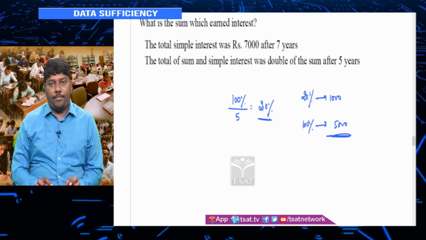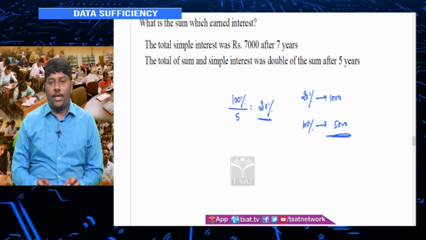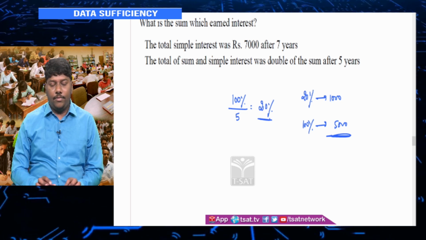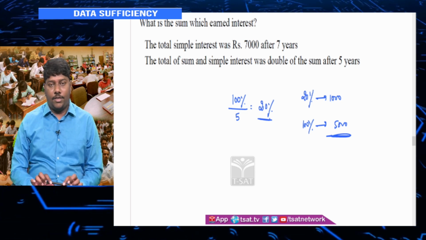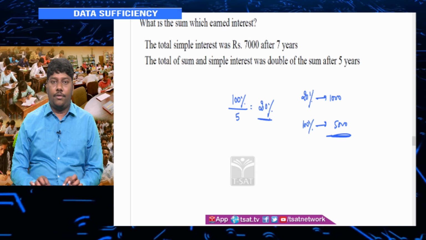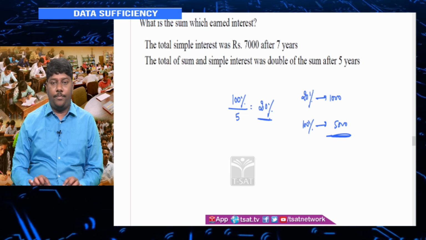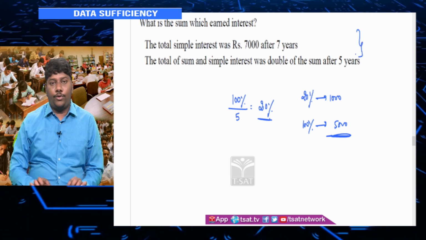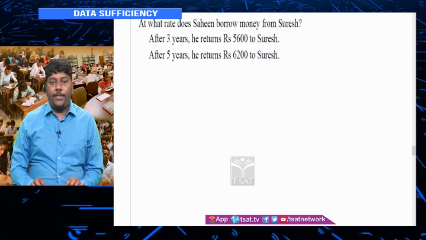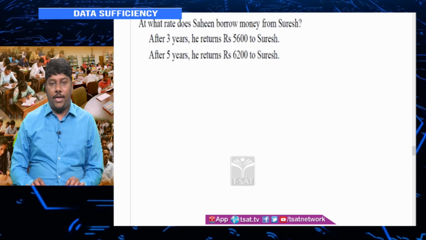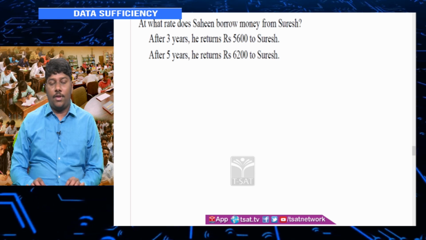I would say by combining it is possible. You don't need to find out whether it is 5,000 or 6,000. All you need to say is whether it is possible or not. Yes, it is possible, because the rate and the value are also known, so you can find out your principal. After combining 1 and 2, it is possible. Therefore the answer is D.